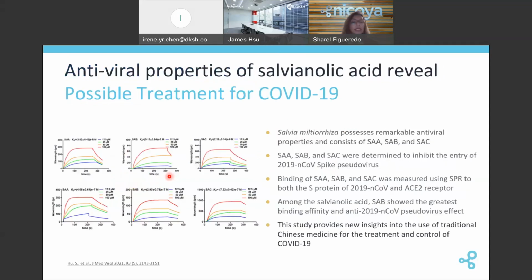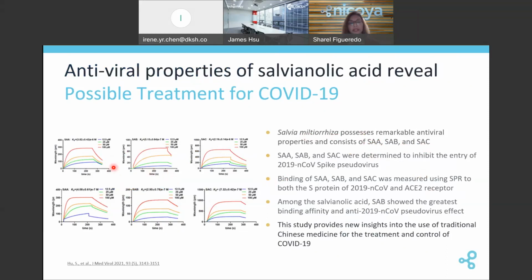Similarly, work done by Hu et al. In researching molecules from this plant, Salvia miltiorrhiza, which is a Chinese sage, they used the molecules salvianolic acid A, B, and C and evaluated binding between these molecules and the spike protein, as well as the ACE receptor.